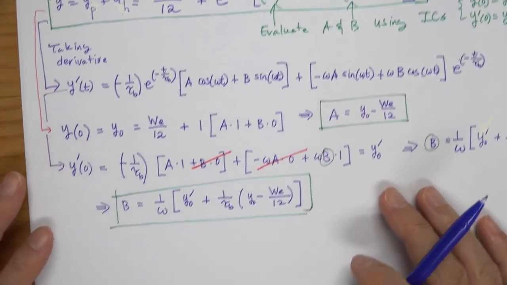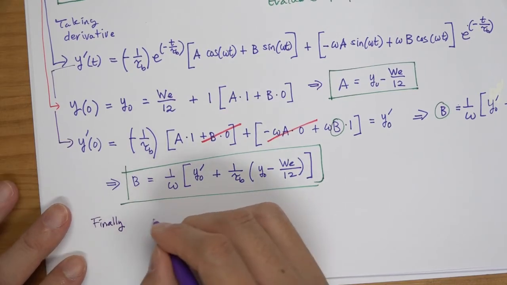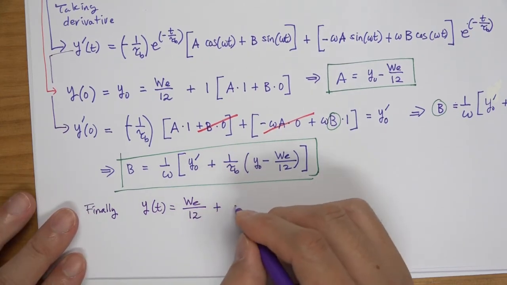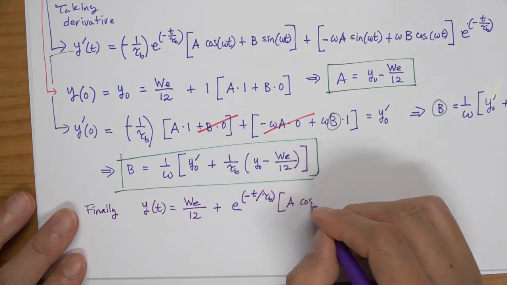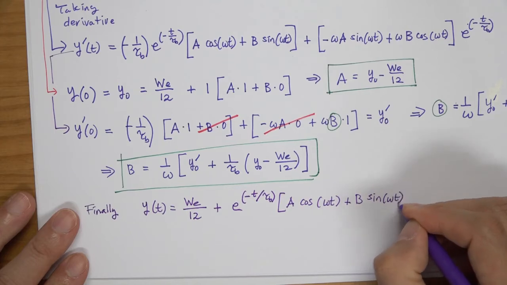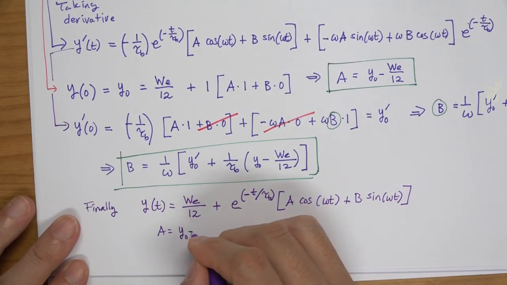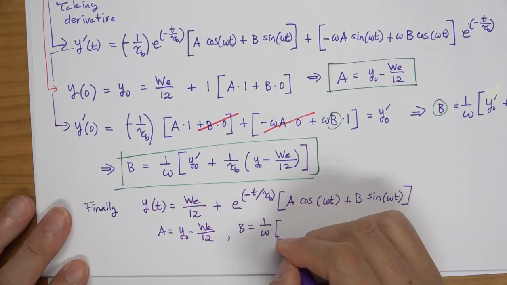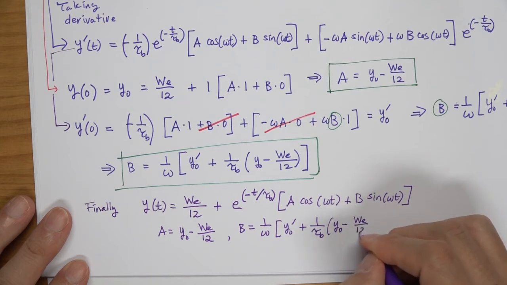So if I summarize these solutions, I can finally say that y of t is Weber number divided by 12 plus exponential of minus t divided by tau b times a times cosine omega t plus b sine omega t, where a is equal to y 0 minus Weber number divided by 12, and b is 1 over omega, times y 0 prime plus 1 over tau b times y 0 minus Weber number over 12.